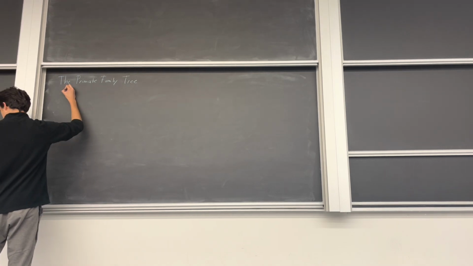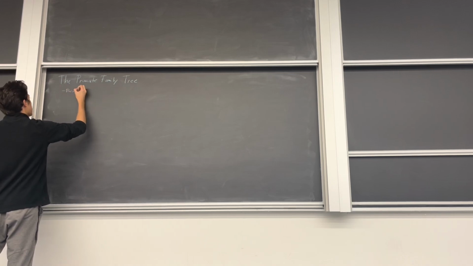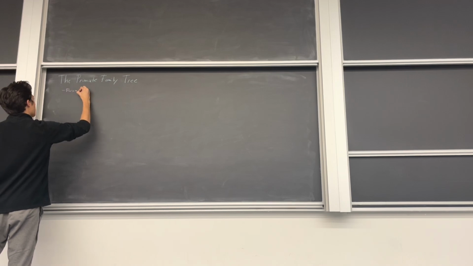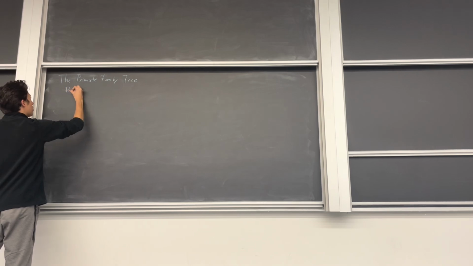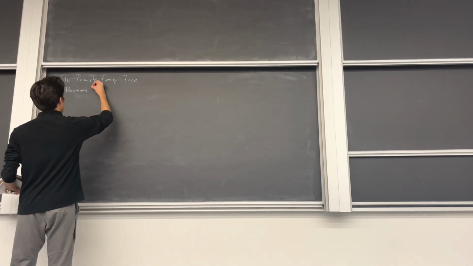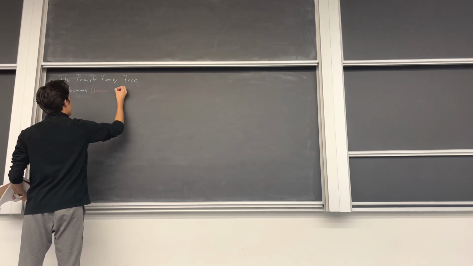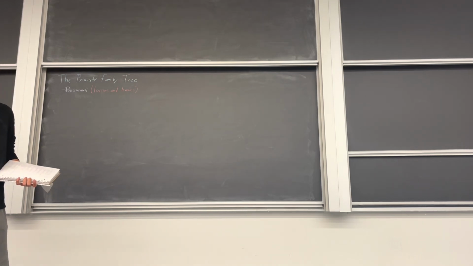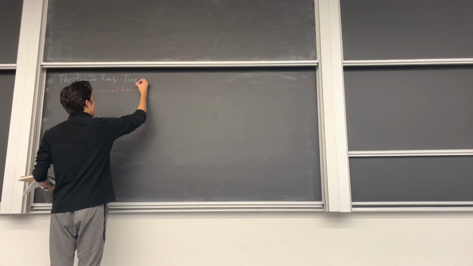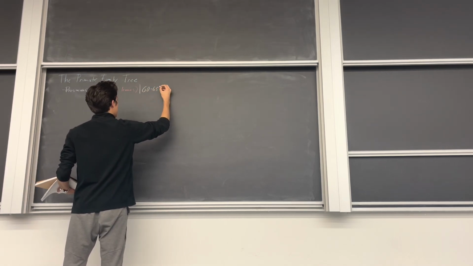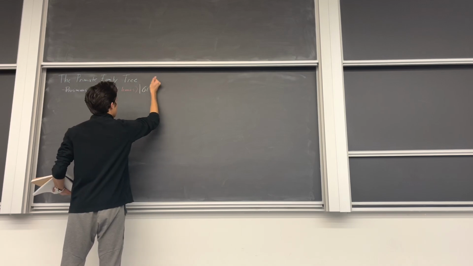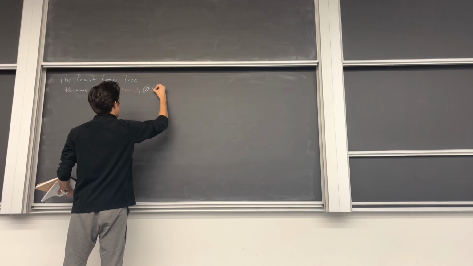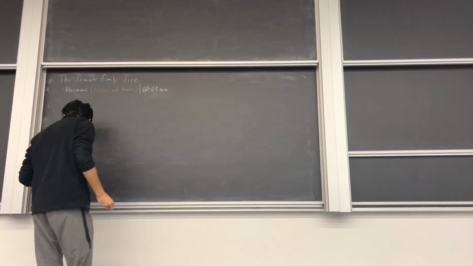Okay, so prosimians. We got prosimians, which are lorises and lemurs, between 16 to 65 million years ago. Okay?